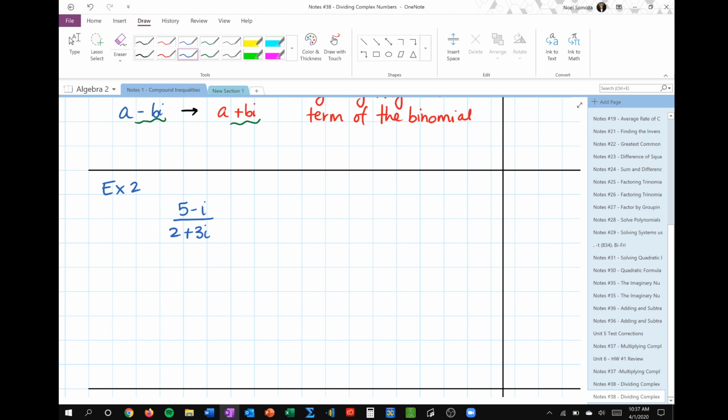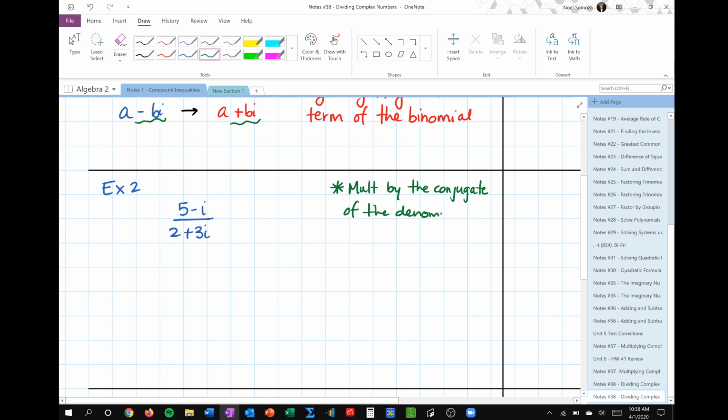So what we do here is we're going to utilize the conjugate. Make a note about how we're going to use it. We are going to multiply by the conjugate of the denominator.